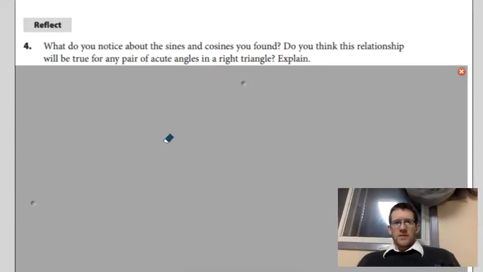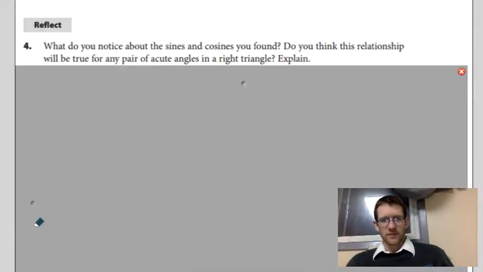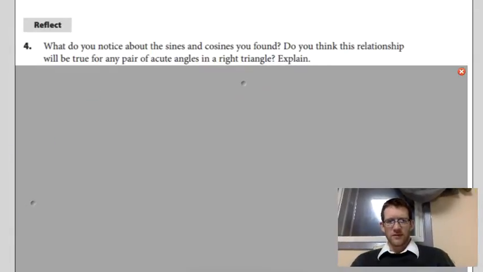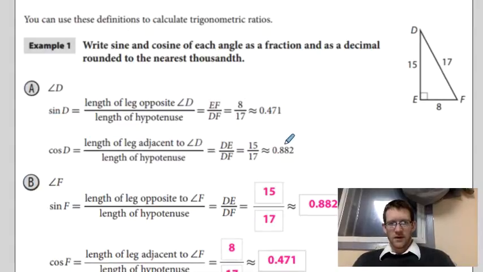What do we notice about the sines and cosines you found? Do you think this relationship will be true for any pair of acute angles in a right triangle? Explain. So let's back up here for a second and look at those values we found. The first one, we found values of 0.471 for the sine of angle D. We found 0.882 for the cosine of angle D.